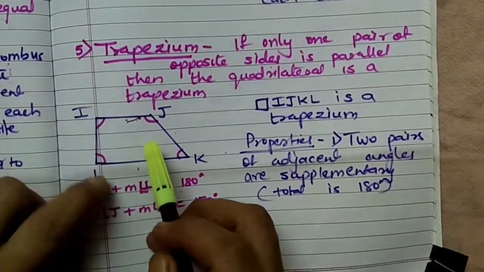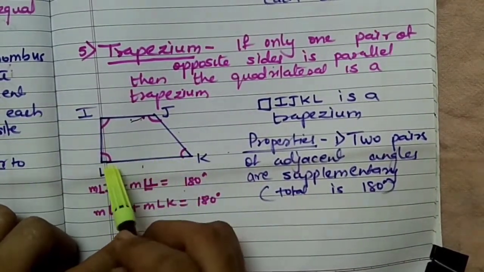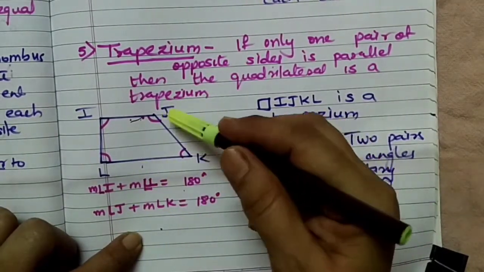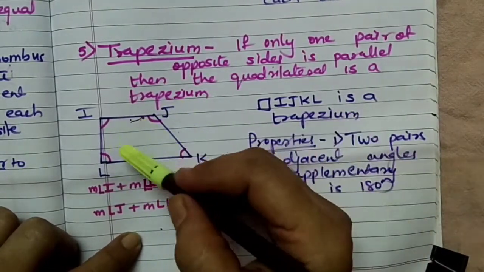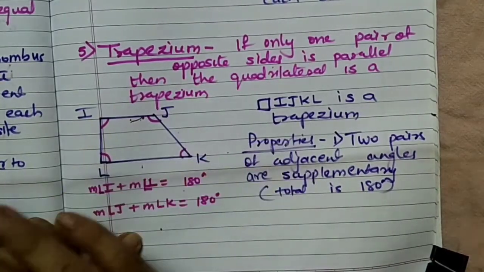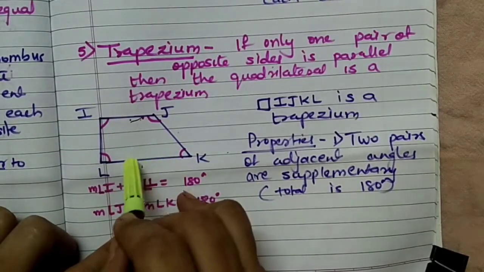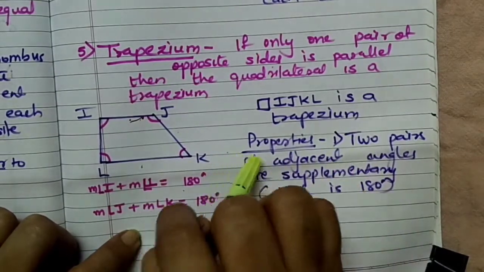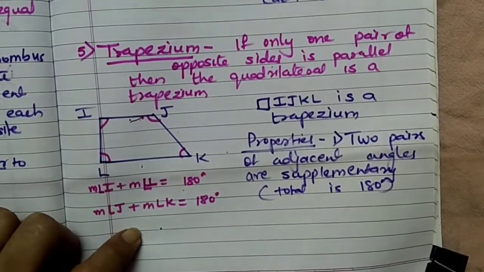So angle I and angle L have this common side IL. Angle L and angle K have this common side LK. Angle K and angle J have common side KJ. But L and J, do they have any common side between them? They don't. They can have a diagonal, but a diagonal is not a side. So angles which have a common side between them are known as adjacent angles. So in a trapezium, two pairs of adjacent angles are supplementary, meaning the total of the angles adjacent to each other is 180.